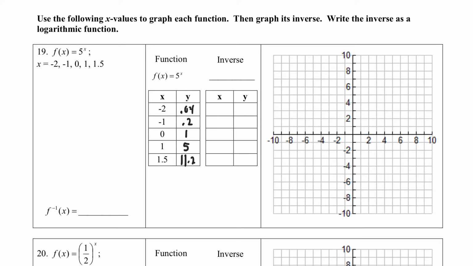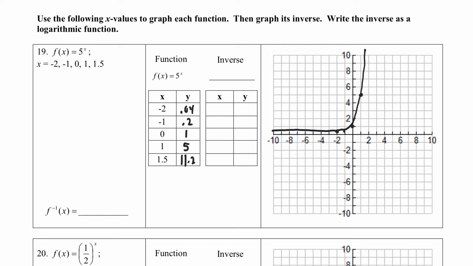So we have negative 2, 0.04. Of course, you can't physically graph that, it's pretty hard. Negative 1, 0.2. I have 0, 1, 1, 5. And then you have 1.5, and it grows pretty rapidly. So there is my function, y is equal to, f of x is equal to 5 to the power x.